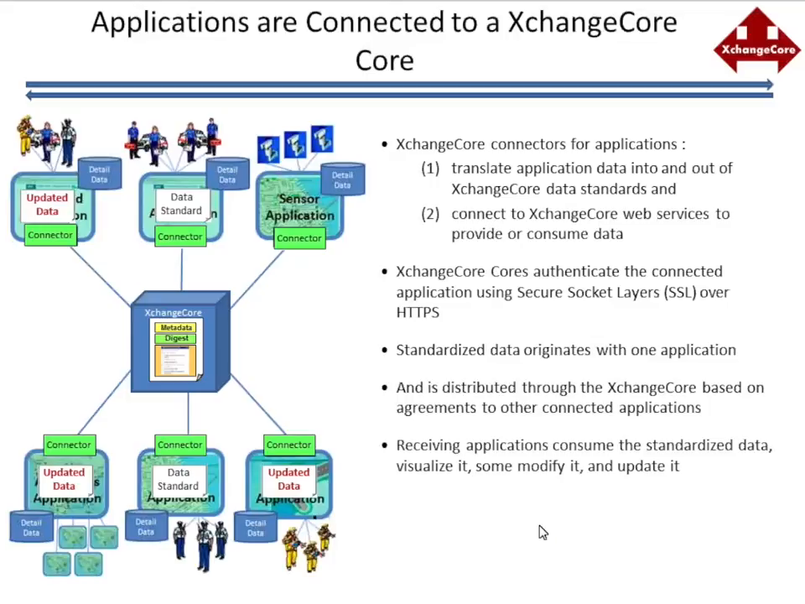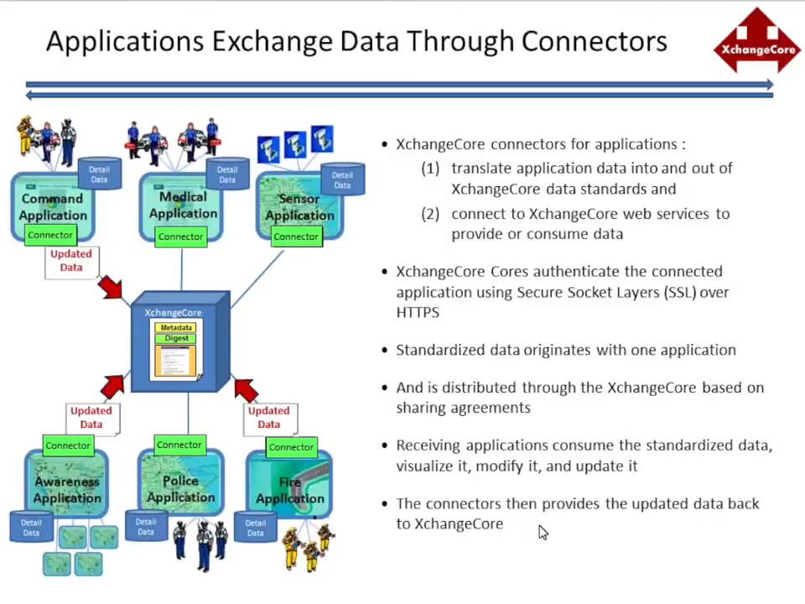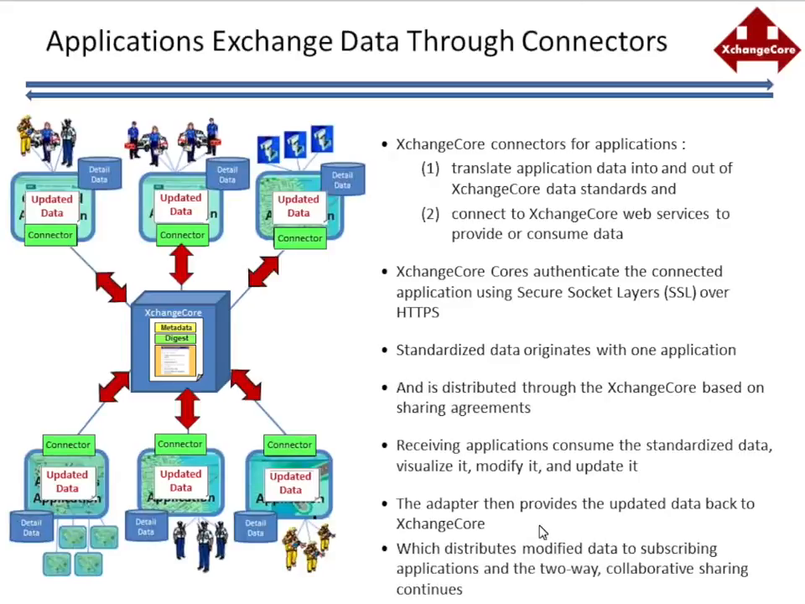Receiving applications can then consume that standardized data, visualize it. Some might modify it and update it. The connectors then provide that updated data back to XchangeCore. XchangeCore keeps that data aggregated with other similar data, specifically all data that is related to an incident is attached to that incident, and it's then shared back out. So XchangeCore then distributes the modified data, and what you really have then is two-way collaborative sharing.